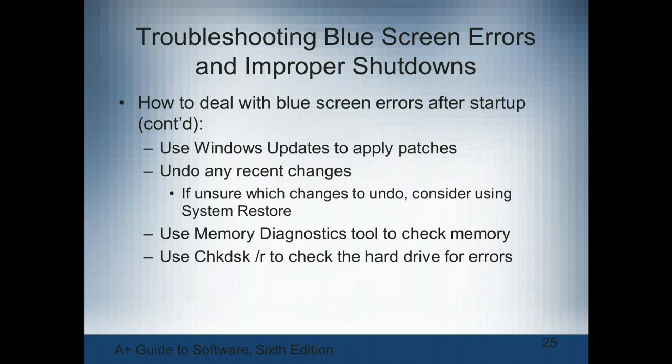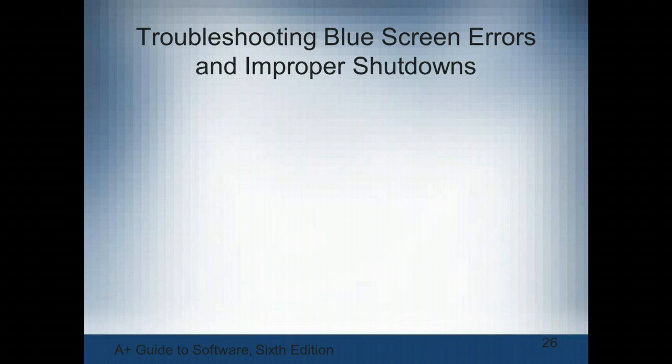Improper shutdown, Windows Update to apply patches, undo any recent changes, with blue screen errors after a startup, if you can get there. The memory diagnostic tool, and they've got an activity to do that in the lab. Check disk /R, the R is to repair any errors, is something that really might help a lot, because some of these things are caused by disk errors, and this will fix the disk errors. I've seen that work more times than I can count.